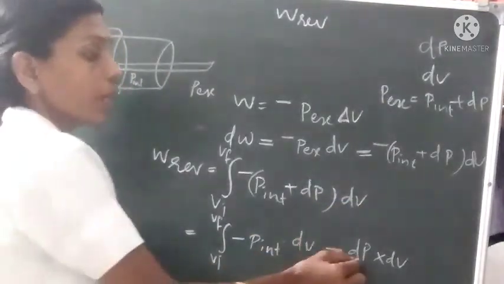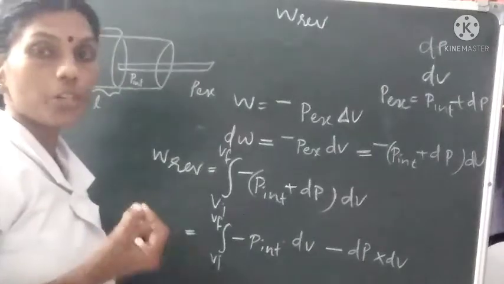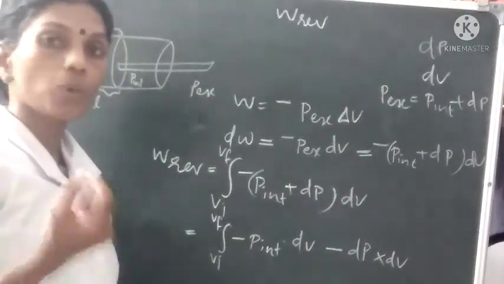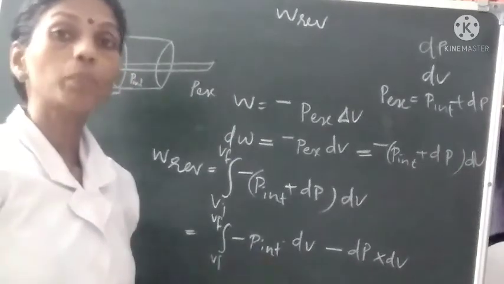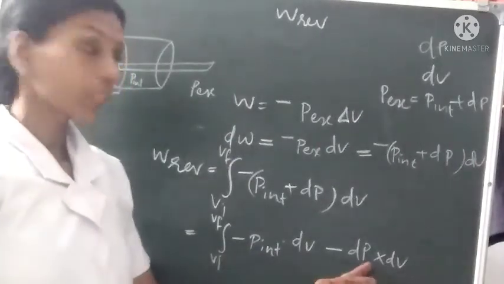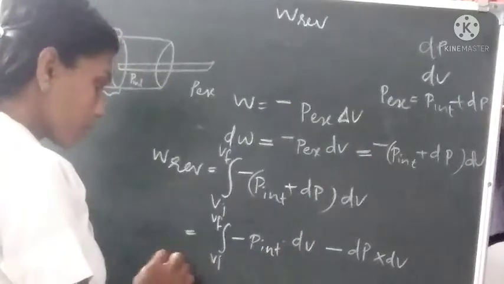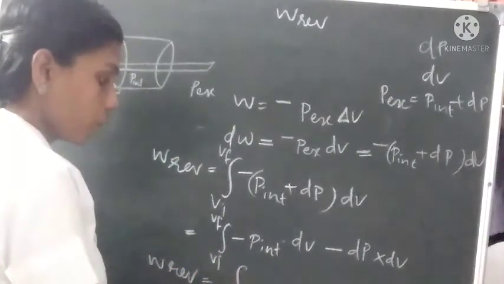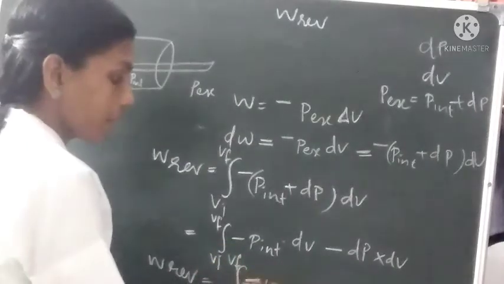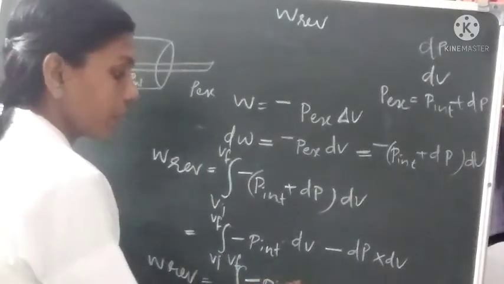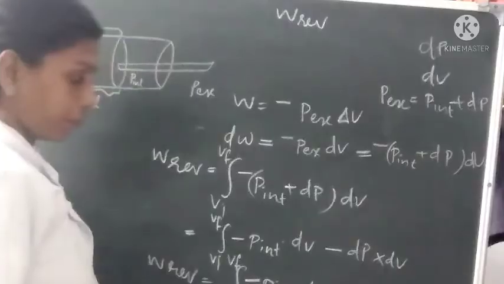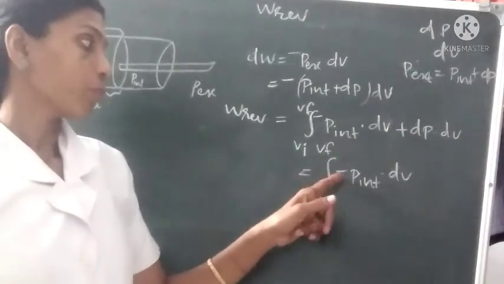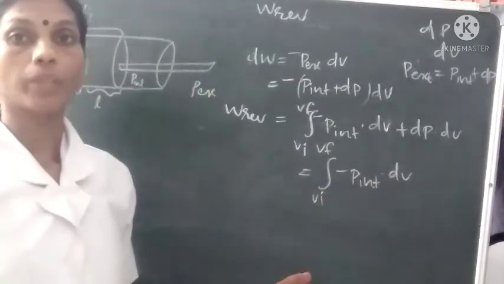Now dP is the small change in pressure and dV is the small change in volume. Both are very small quantities, so their product will also be very small. So we can neglect this term. So W reversible will be equal to the integral from VI to VF of minus P internal dV.